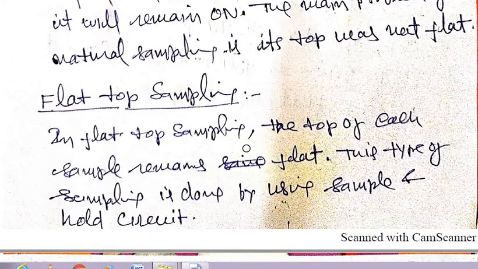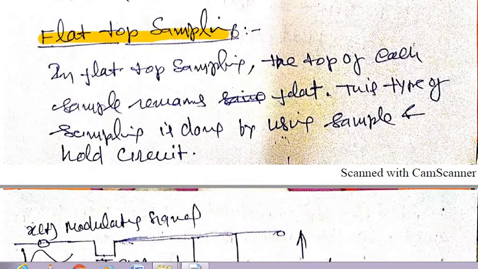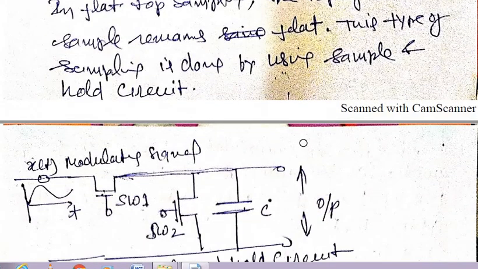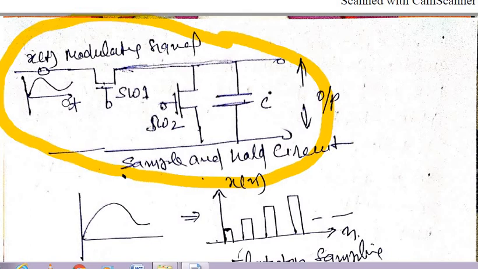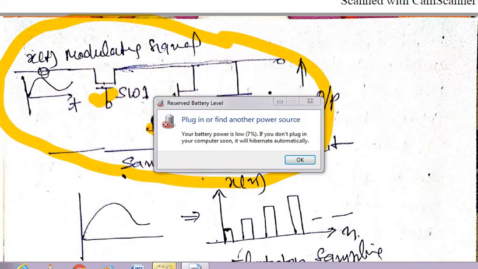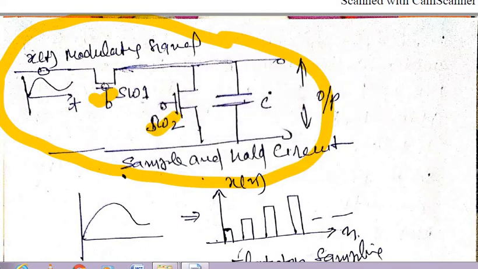Now we will see flat top sampling. In flat top sampling, the top of each sample remains flat. This type of sampling is obtained by using a sample and hold circuit. So this is a sample and hold circuit. In this sample and hold circuit we use two switches, switch 1 and switch 2. When switch 1 turns on, the modulating signal passes through this switch, and the capacitor charges.